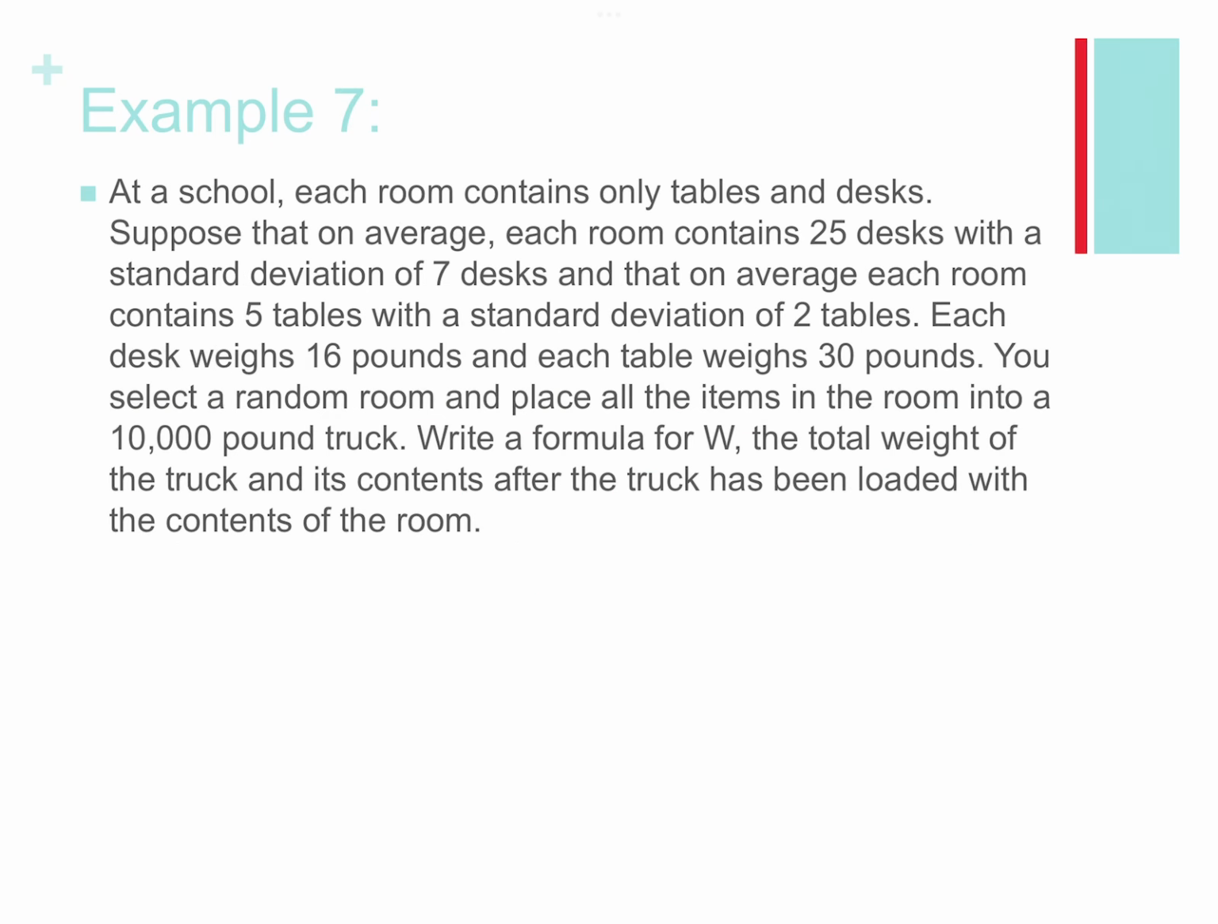Okay, and then here, example 7. At a school, each room is going to contain tables and desks. On average, we're going to have 25 desks with a standard deviation of 7. Each room is going to contain 5 tables with a standard deviation of 2 on average. Each desk weighs 16 pounds and each table weighs 30 pounds. We're going to take a room at random, so think about taking a room at the high school. We're going to take everything out of it and put it in a 10,000 pound truck.